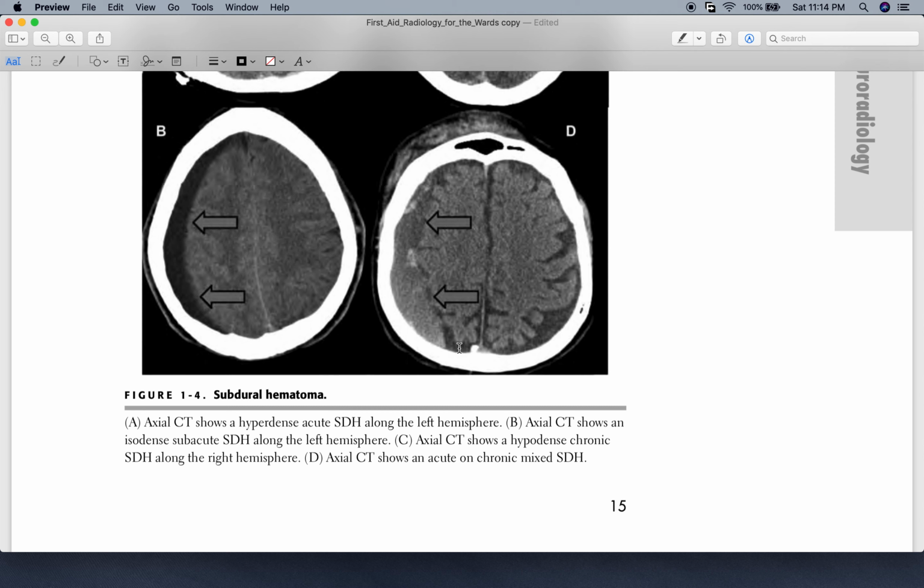acute, considered acute. Although the black in B is considered chronic, in this case the black in D is considered acute, and this area which is isodense is the chronic. So that's how we say that it's a mixture between acute and chronic subdural hematoma. That's it for subdural hematoma.